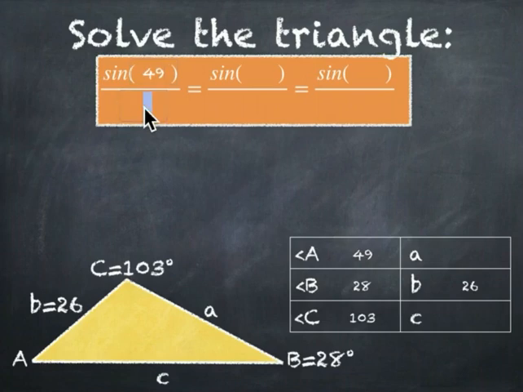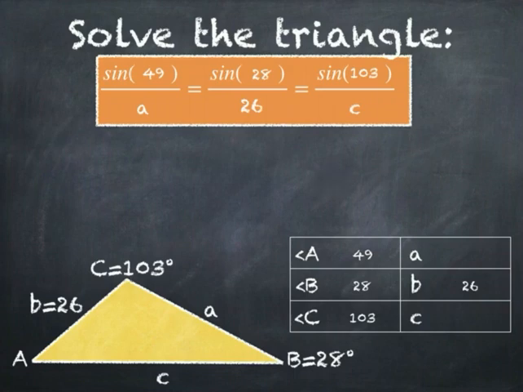And side A we still don't know yet, so I'll call that A. Angle B was 28 degrees, and side B is 26 units long. Angle C is 103 degrees, and side C is unknown. And if we look at this equation, we've got a bunch of different fractions all equal to each other.